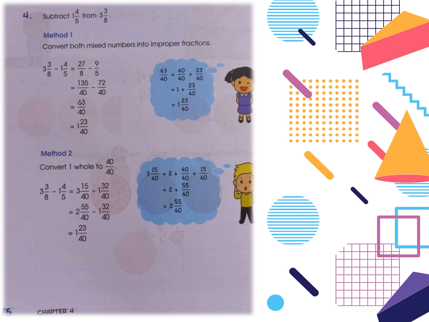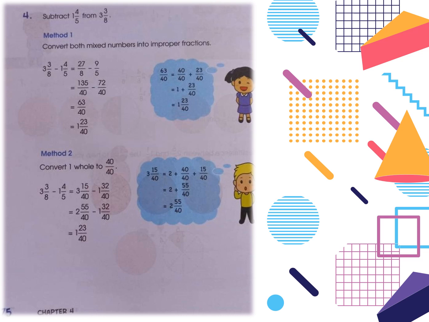To convert 3 whole number 3 over 8, we first multiplied 8 with 3 and then added 3 to it, so it becomes 27 over 8, because 8 into 3 is 24 plus 3 is 27. Similarly, for 1 whole number 4 over 5, we multiplied 5 by 1, so it is 5 plus 4, which equals 9 over 5.